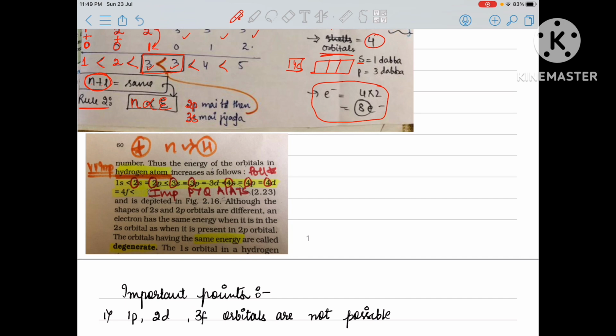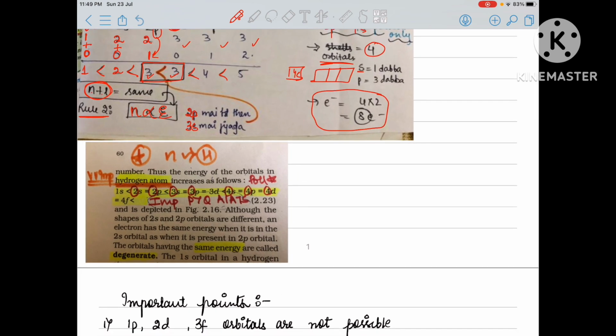Now again, this is a very important part which is taken from NCERT itself. The energy of the orbitals in the hydrogen atom. The hydrogen atom is an exception. For the hydrogen atom, the n plus l rule does not apply. The energy order only and only depends on the value of n.